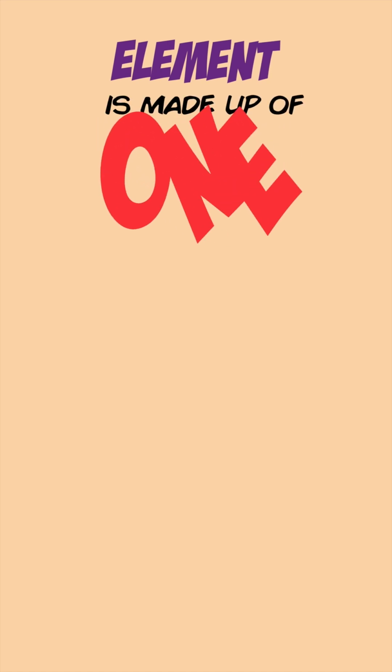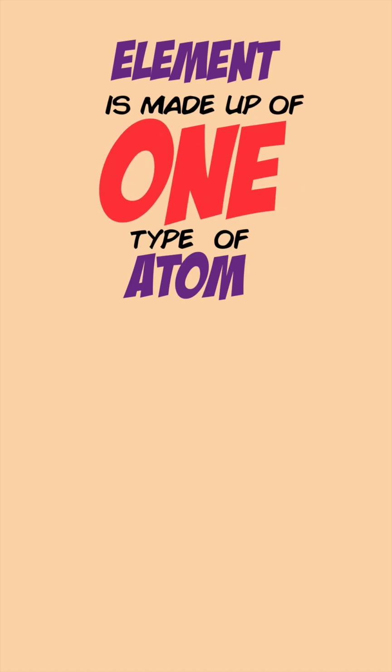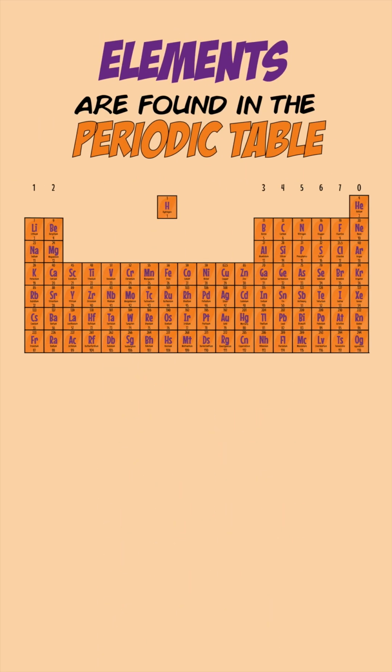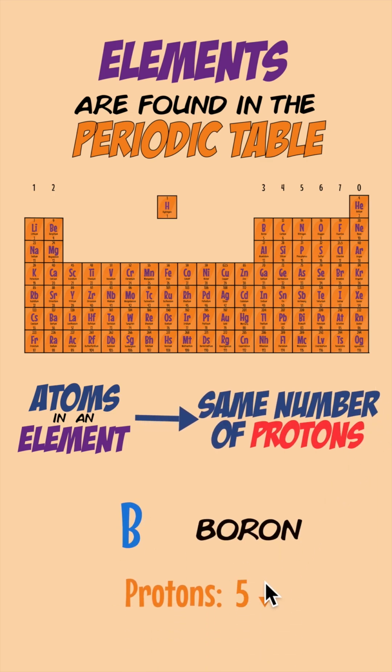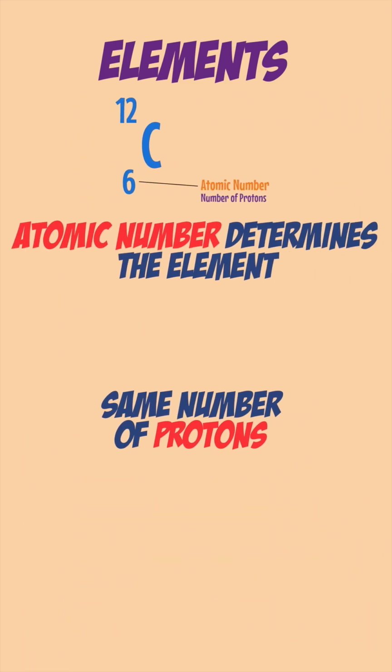An element is defined as a substance made up of one type of atom. There are over 100 different discovered elements which can all be found in the periodic table. All the atoms in an element always contain the same number of protons in their nucleus. If they have a different number of protons, they're classified as different elements. This means that the atomic number of an atom determines what element it is.